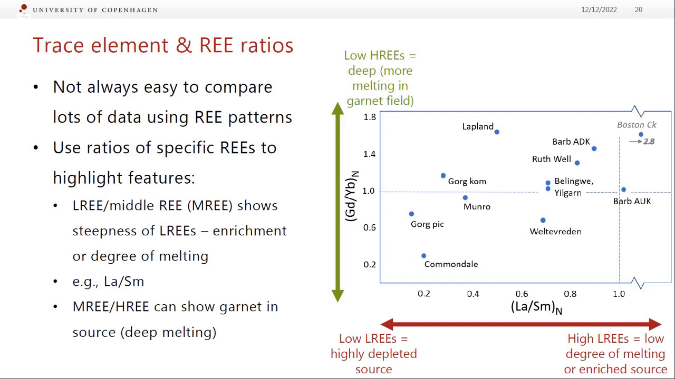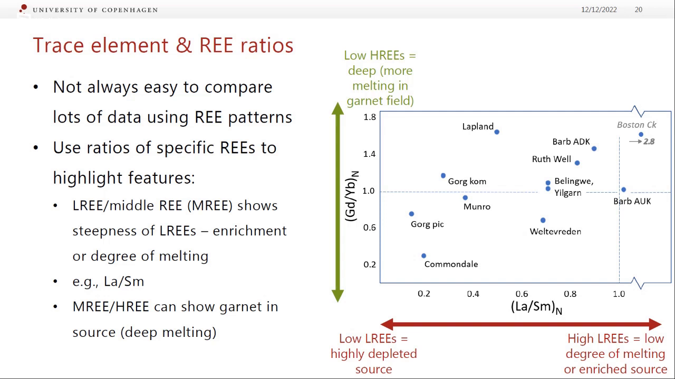So for example here, if we do the light rare earths divided by the middle rare earths, so this would be something like lanthanum, which is a light rare earth, over samarium, then that's showing us either the degree of enrichment or depletion. This is how steep the light rare earth element part of the plot is.